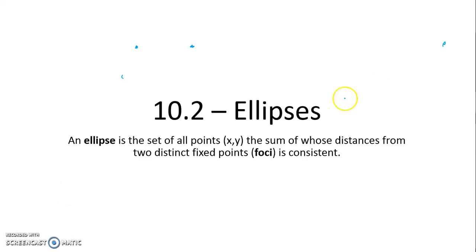10.2 is about ellipses, and we will briefly bring circles back in towards the end as well. So an ellipse is a set of all points, the sum of whose distances from two fixed points called foci is consistent.